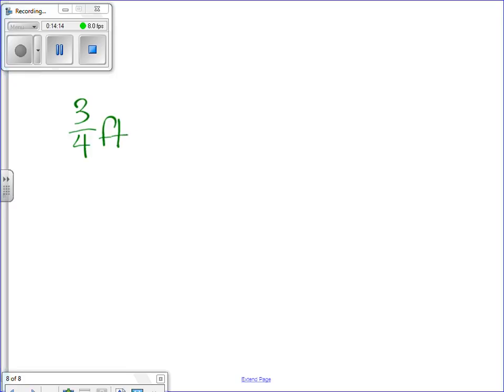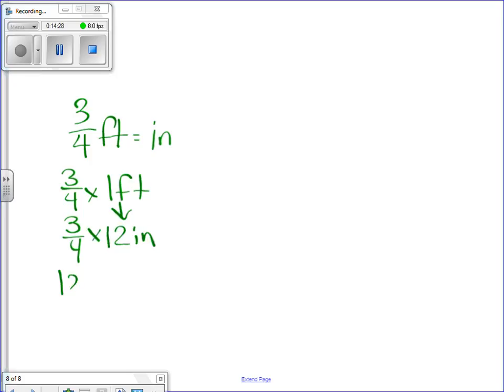3/4 of a foot equals how many inches? So 3/4 times 1 foot. 3/4 times 12 inches. 12 divided by 4 is 3. 3 times 3 equals 9. So your answer is 9 inches. 3/4 of a foot equals 9 inches.